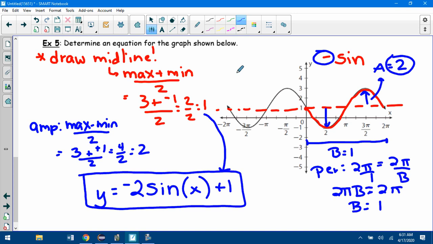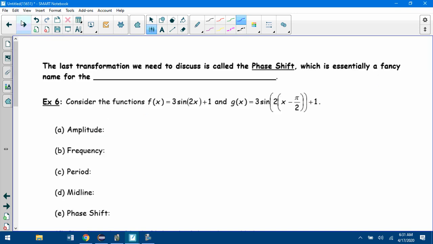All right, almost done. Last thing we need to briefly talk about is phase shift. And phase shift is essentially a fancy word for horizontal translation.